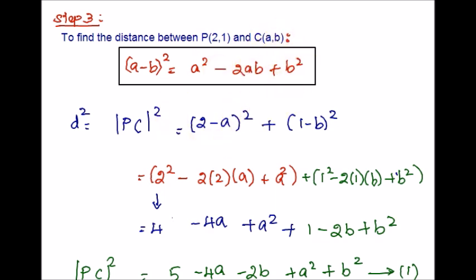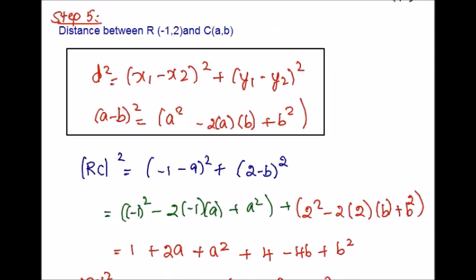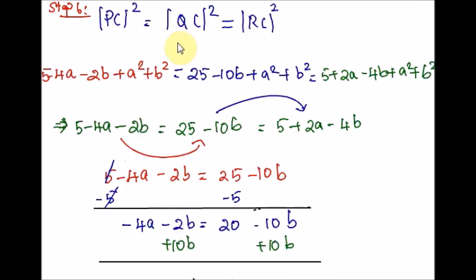Step 4. Same, apply the distance formula and the (a minus b) whole square formula for the second given point and the assumed center. Step 3, Step 4 and Step 5 are similar. The only thing is you'll be using the three given points P, Q, R. So step 5 is finding the distance between R and the center C. Step 6 is using the same concept. Squares of all the 3 radii are equal.